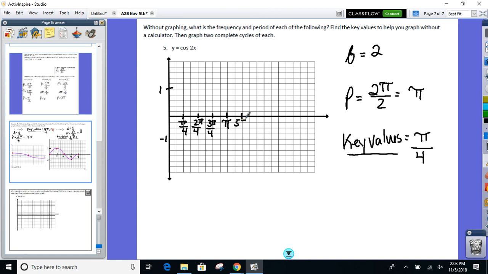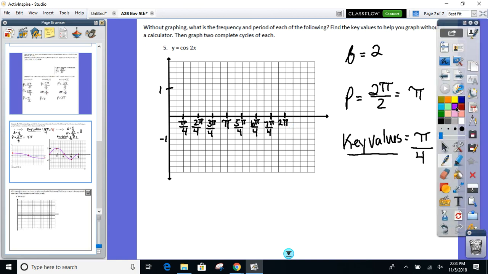5 pi over 4. Keep this train rolling. 6 pi over 4. Reduce it if you want. Don't care. Next up, 7 pi over 4. Next, 8 pi over 4, also known as 2 pi. You going to put another one? Nope. All right, let's finish this.